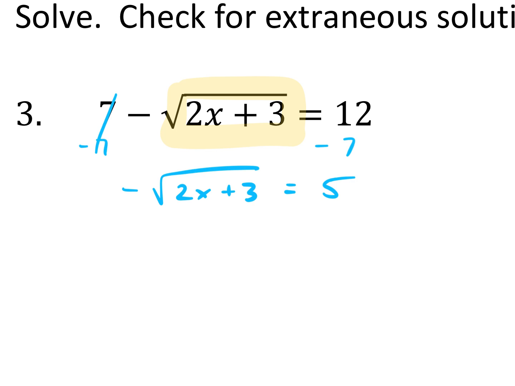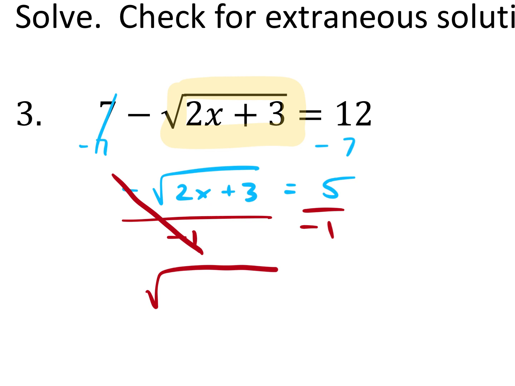What would we do next? Before I square both sides, what do I have to do? I have to get rid of that negative. Divide by negative 1, so it cancels out with the negative. So we have the square root of 2x plus 3 is equal to negative 5.